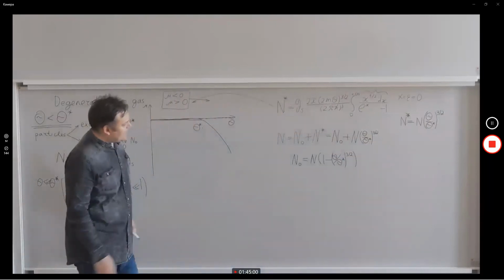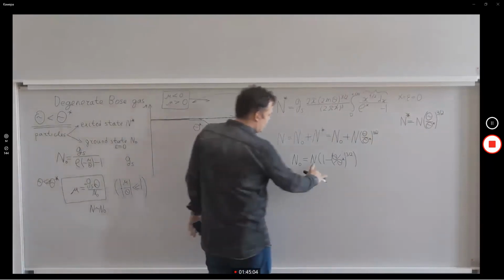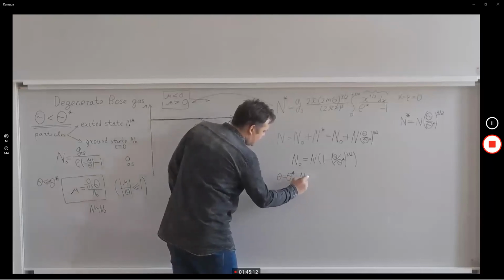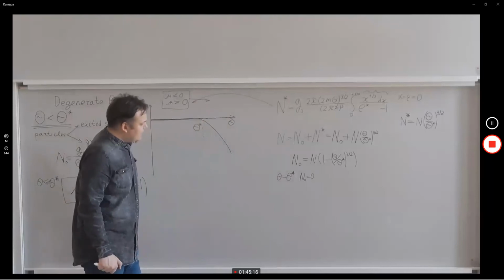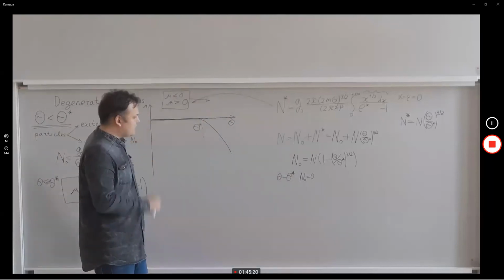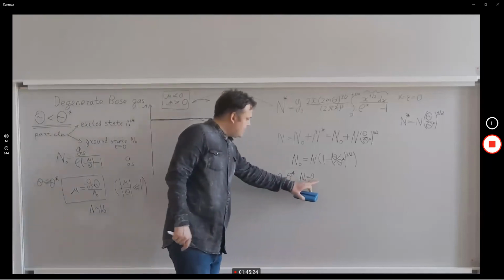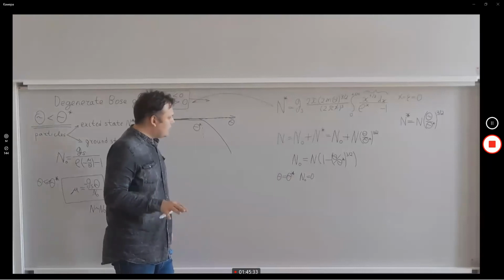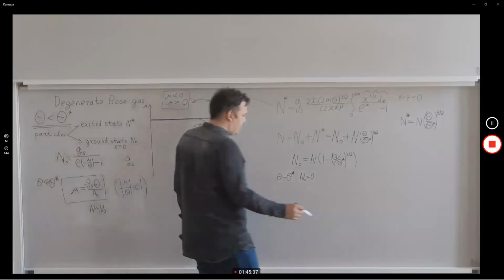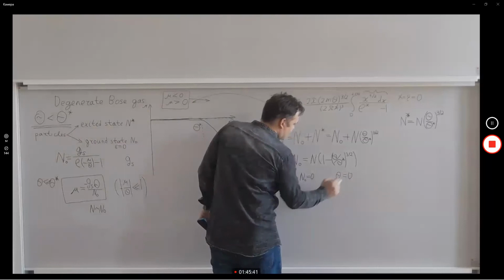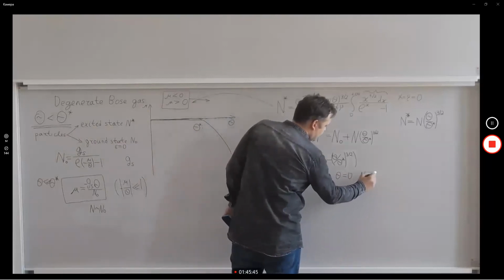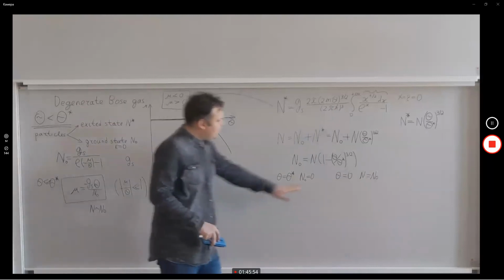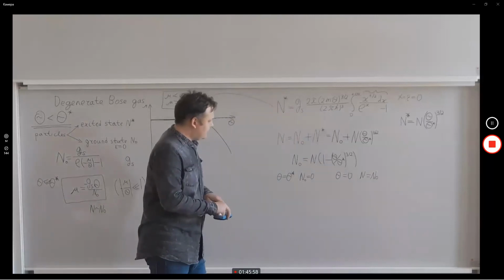Okay. This formula tells us that for theta equal to the degeneracy temperature, the number of particles in the ground state is macroscopically small. It can be set to 0. It's very small with respect to the total number of particles in the system. And for theta equal to 0, n equals n sub 0. For zero temperature, all the particles are in the ground state.